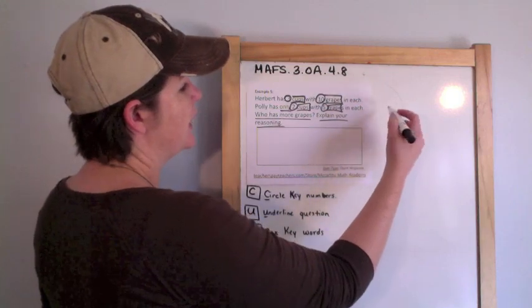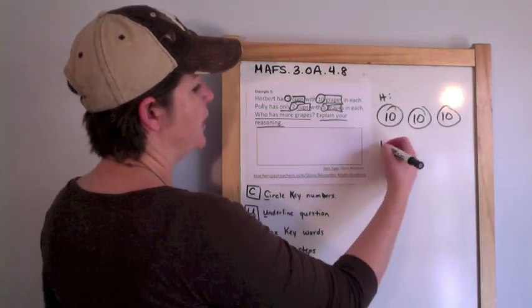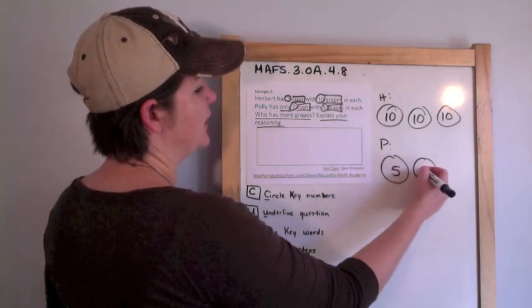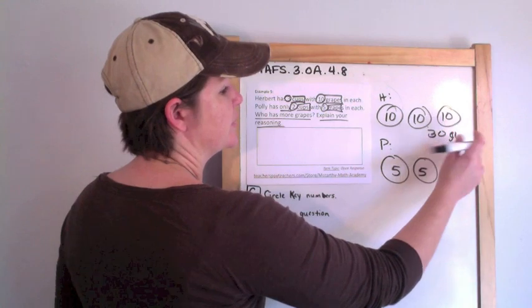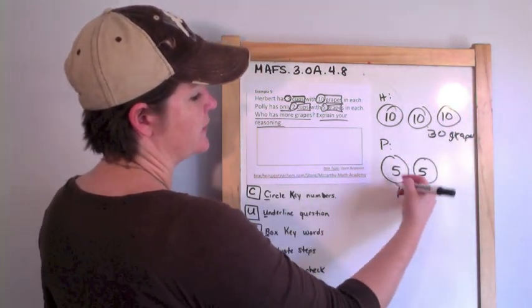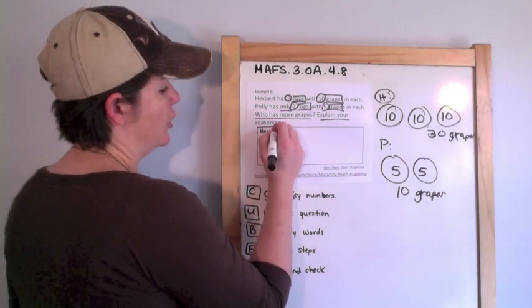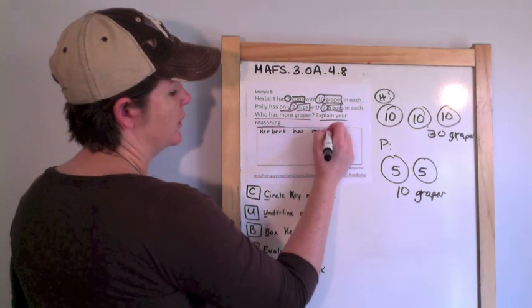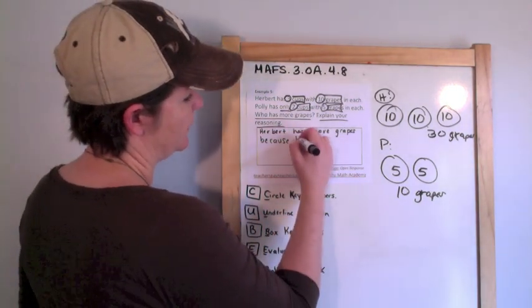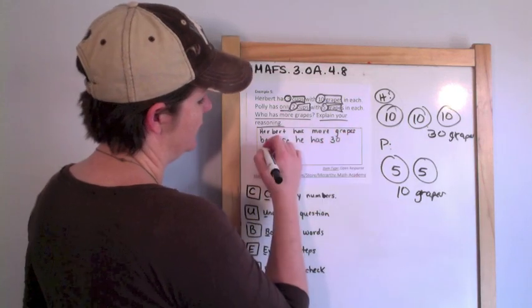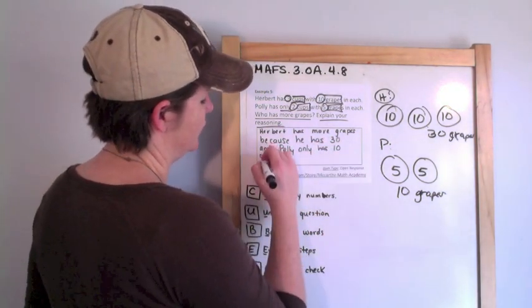So Herbert has 3 cups, 1, 2, 3, with 10 in each. And that's Herbert. Polly has 1, 2 cups with 5 in each. So Herbert has 10, 20, 30 grapes. I'm sorry if I've been calling them cups. And Polly has 5, 10 grapes. So Herbert has more. But here's my explanation. Herbert has more grapes because he has 30 and Polly only has 10 grapes.